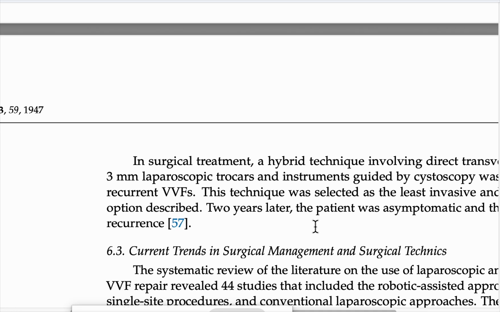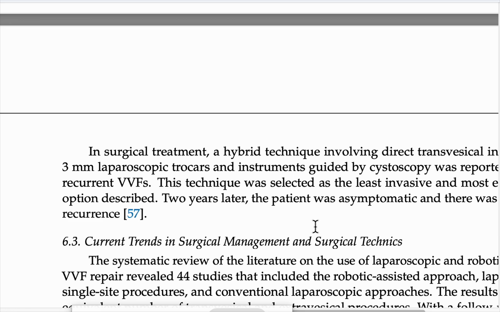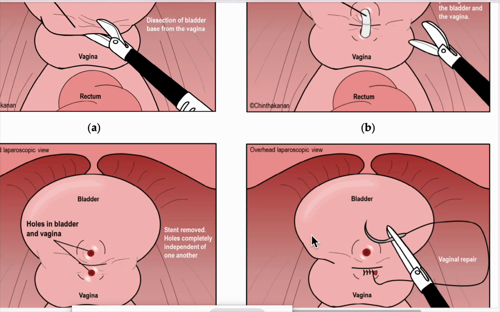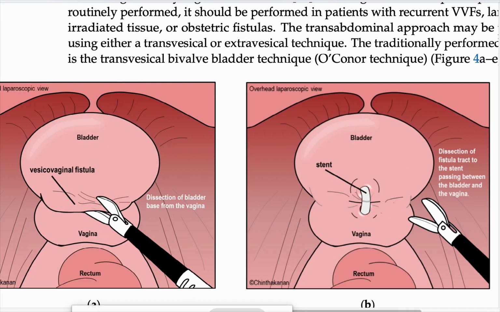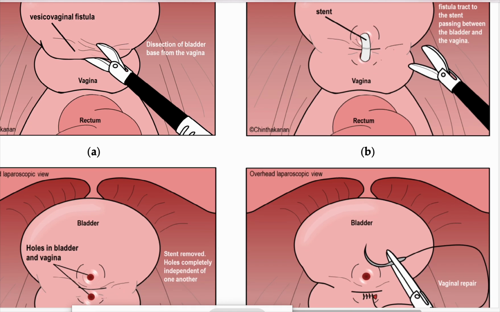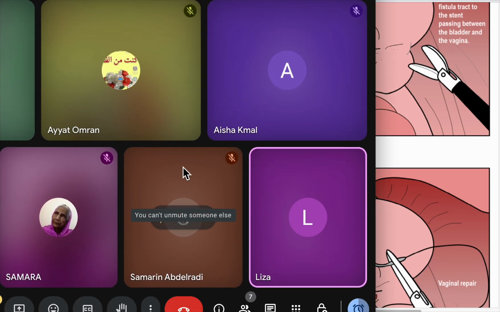Hello? Yes, ma'am. Clear. I'm sorry, because when I'm talking to you, I'm trying to get that, but I'm not getting it. Please, sorry for that. But I have a question about the fistula.